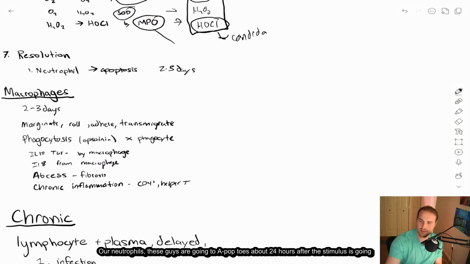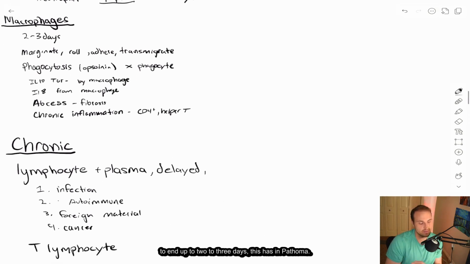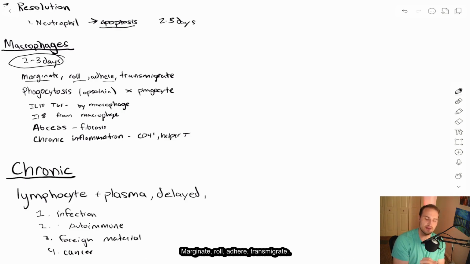And the resolution, our neutrophils, these guys are going to apoptose about 24 hours after the stimulus is going to end, up to 2 to 3 days, it says in Pathoma. Okay, what do macrophages do? So these guys, their arrival is going to be 2 to 3 days after the injury. Marginate, roll, adhere, transmigrate. You think of this as like the superheroes rolling onto the scene.